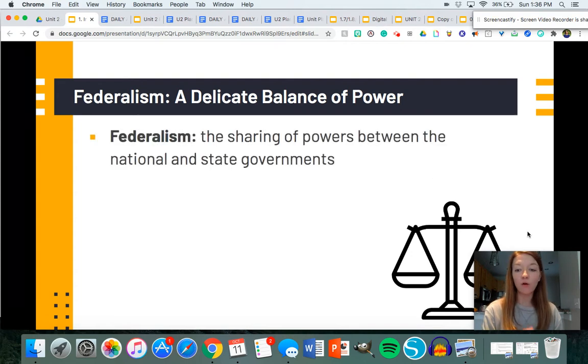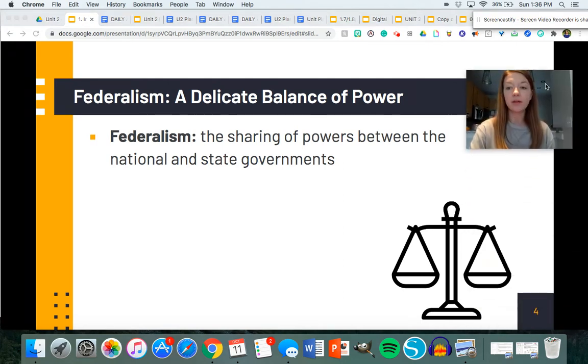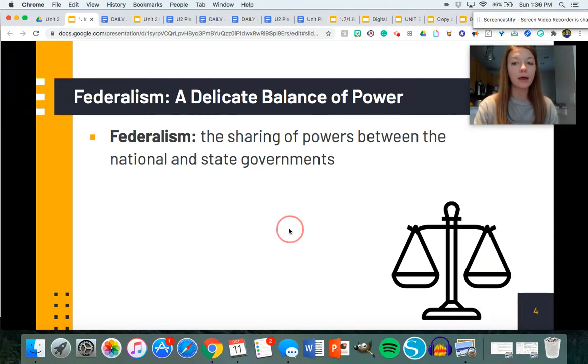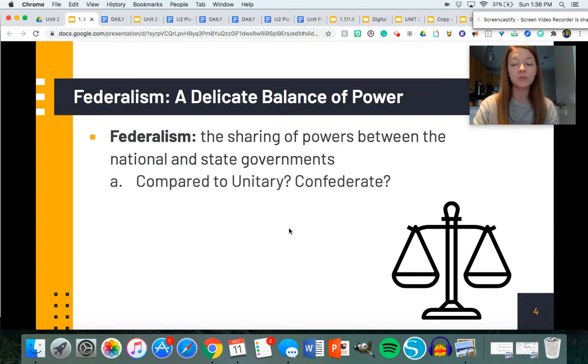Now, federalism itself, just as a review definition, is that sharing of powers between the national and the state governments. And remember how it compares to a unitary system: a unitary system is where you have one entity that rules over many subdivisions. So unitary systems are like your monarchies and your dictatorships. And then remember, a confederacy is not federalism, because a confederacy is where smaller political divisions like states are the ones that have power over maybe the federal government. So remember, we had a confederation under the Articles.